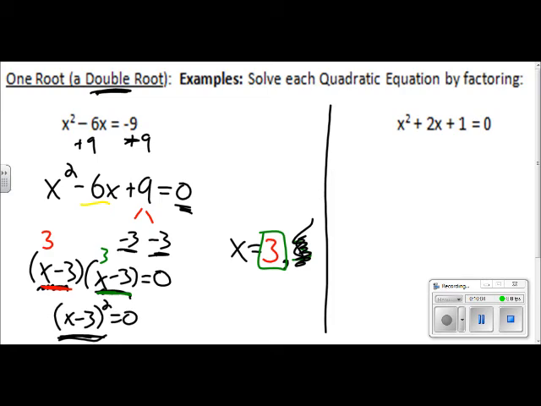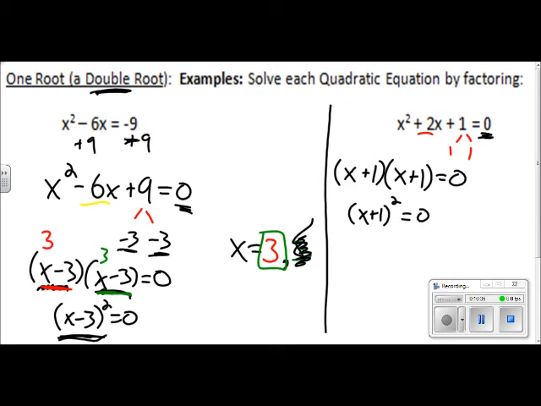Same thing over here. This one is already set equal to 0, so we're good to go there. All we have to do is find the factors of 1 that are going to add up to 2. Well, the only factors of 1 are 1 and 1, and those happen to add up to 2. So we'd say our factors are going to be x plus 1 and x plus 1. Again, still equals 0. Or we could call that x plus 1 squared equals 0.